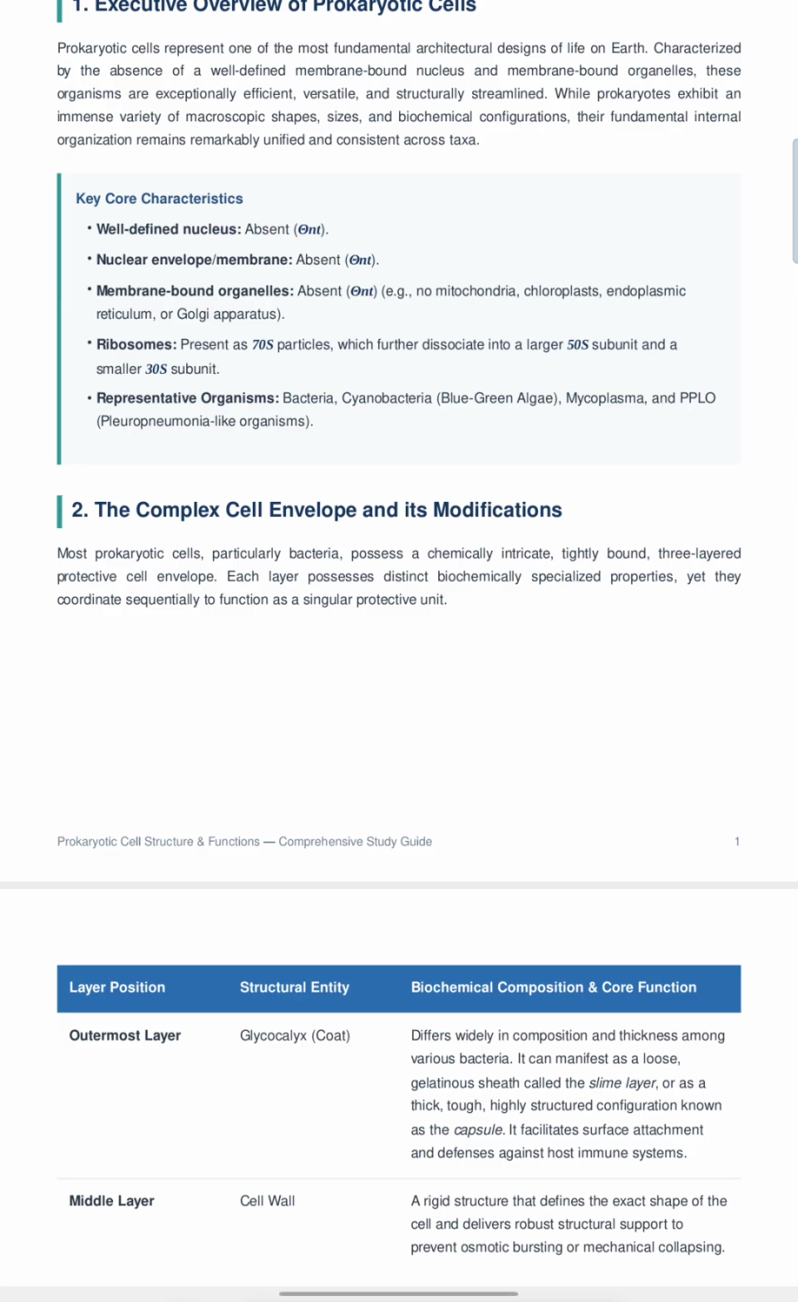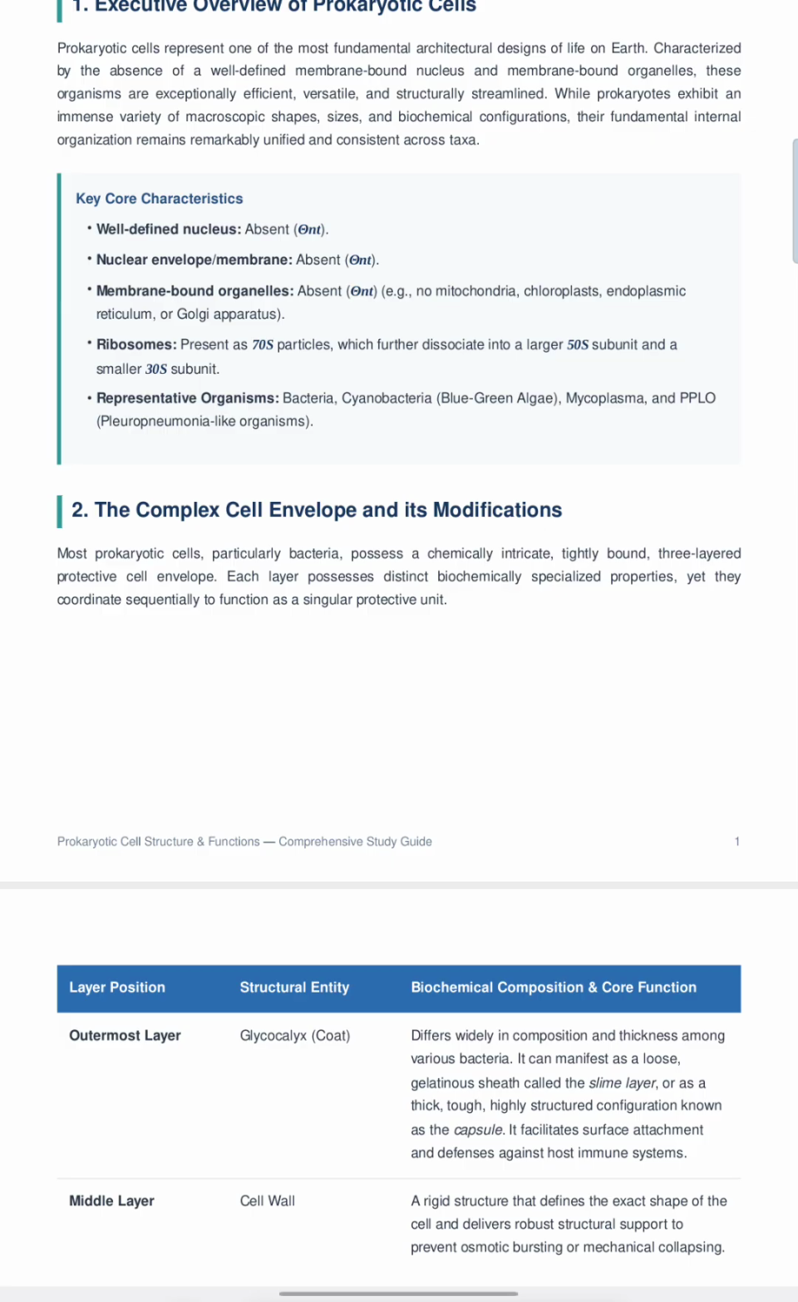So, key core characteristics of the prokaryotic cells: a well-defined nucleus is absent in prokaryotes. The nuclear envelope, meaning the boundary around the nucleus, is absent. Membrane-bound organelles means the organelles which have a membrane as their boundary. Organelles are the distinct structures which are scattered in the cytoplasm. Membrane-bound organelles are absent.